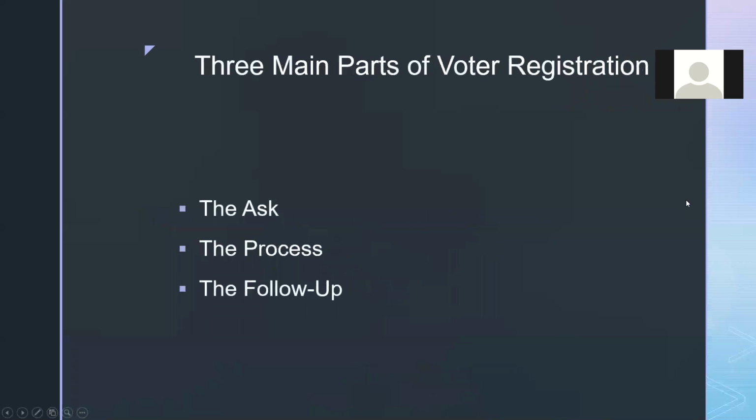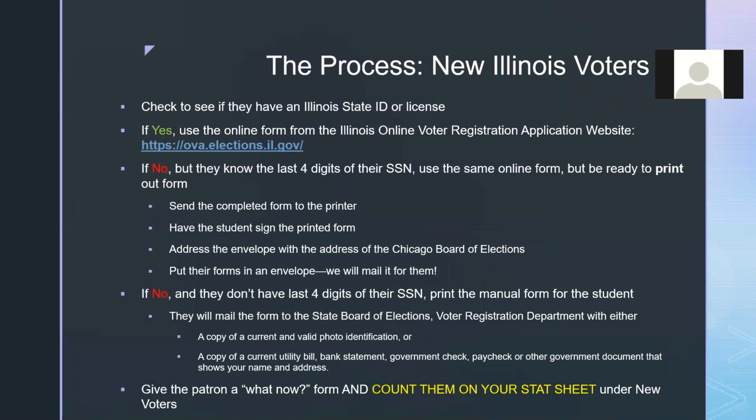So then we get to the process. If they have an Illinois state ID or license, this is super easy. You just take them to the online form and walk them through it as they fill it out if they need help. It's pretty intuitive, but if they need any help, that's definitely there for them. If no, but they know the last four of their social, you'll use that same online form, but you'll need to print that form out.